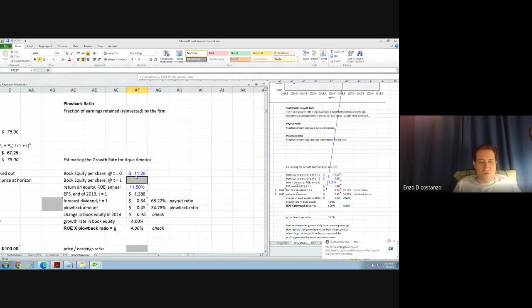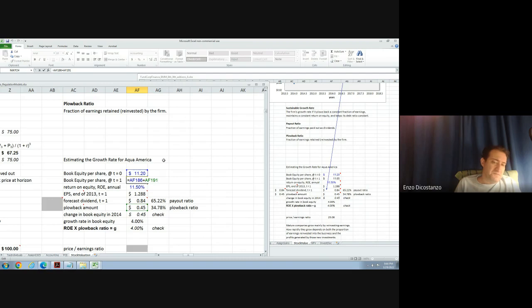So obviously, what goes back? What goes back is from 11.20, your plowback is 45 cents. That's how you get to 11.65, right? That's one of the most important accounting equations that you'll ever deal with: where your current book equity is, what gets retained for the year, and then what the new value of equity is at the end of the year, in terms of the owners.